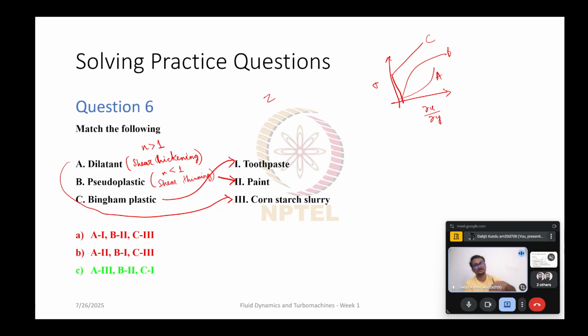So the shear stress, the internal stress that it applies back, is low when the rate of strain is low and very high when that rate is very high. So that's a shear thickening fluid. It becomes thicker when more shear is applied. So the correct order should be A3, cornstarch slurry, B2, and C1, which is option B, option C.